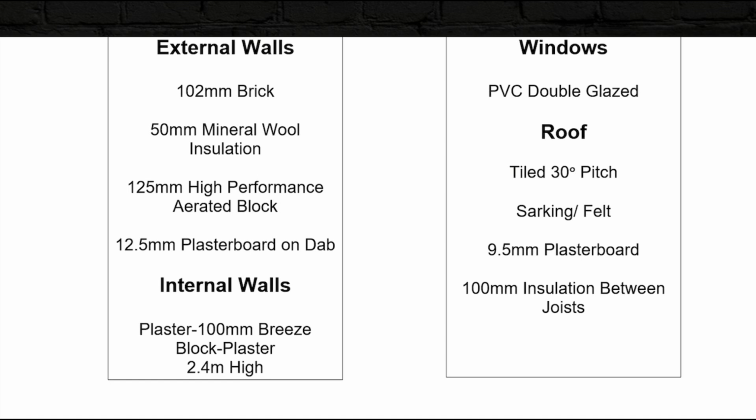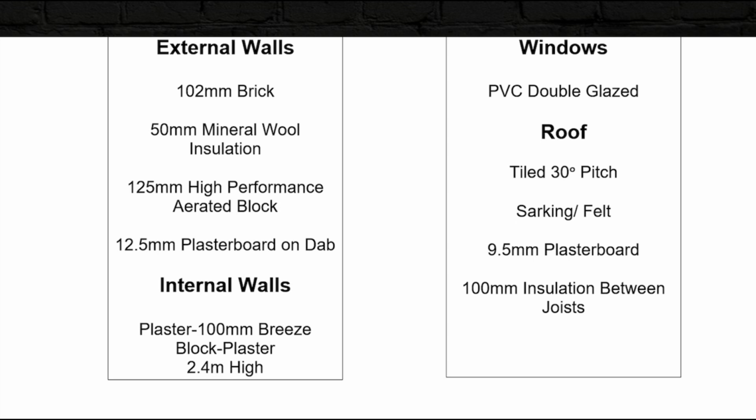So I've already done the donkey work for us. So the external walls are an outer layer of brick, then there is mineral wool insulation, 50mm thickness, followed by an internal construction of 125mm high performance rated block, and then we have 12.5mm plasterboard that is attached to the block with plaster dabs. The internal walls are breeze block with plaster skim either side, and the ceiling heights are 2.4 metres high.